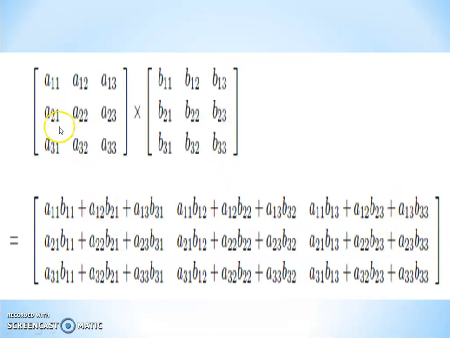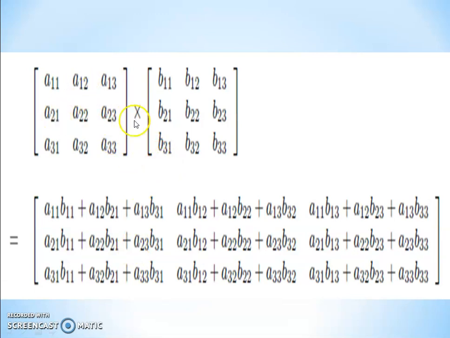Now our focus is the second row and column 1, column 2 and column 3 one by one. A21 into B12 plus A22 into B22 plus A23 into B32. No, no, it is wrong. Second row, first column, A21 into B11 plus A22 into B21 plus A23 into B31. Be careful about the multiplication.